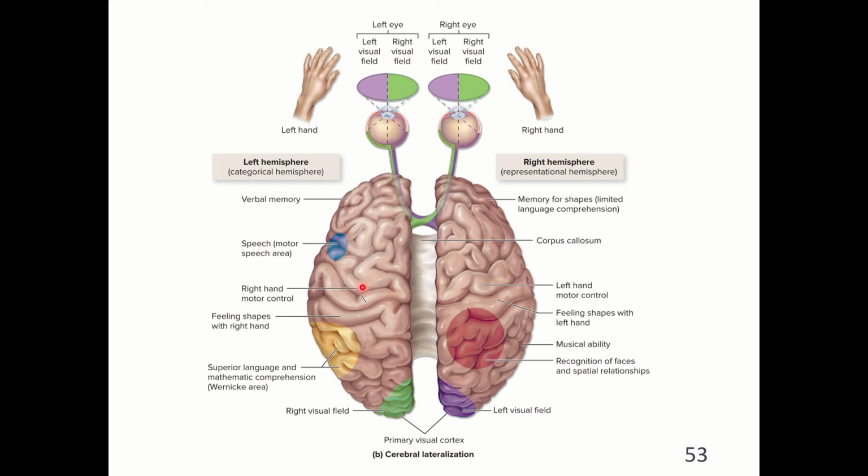So here's the lateralization in illustration format. The left hemisphere: speech, right hand motor control, feeling shapes with right hand, superior language and mathematical comprehension. And then the right hemisphere: memory for shapes, limited language comprehension, feeling shapes with left hand, musical ability, recognition of faces, and spatial relationships.